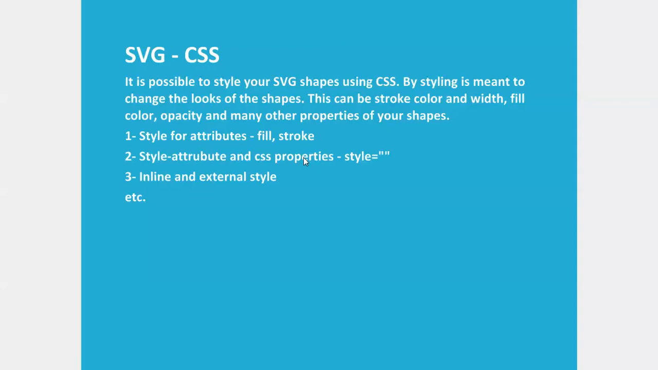With SVG and CSS, it is possible to style your SVG shapes using CSS. By styling, I mean changing the look of the shapes. This can be stroke color and width, fill color, opacity, and many other properties of your shapes. Style attributes, just as I have shown you, where I write fill equal to a color and stroke equal to a color. And the style attribute and CSS properties: after adding the style, we define the style inside that code. With inline and external style sheets, we can define the style there.